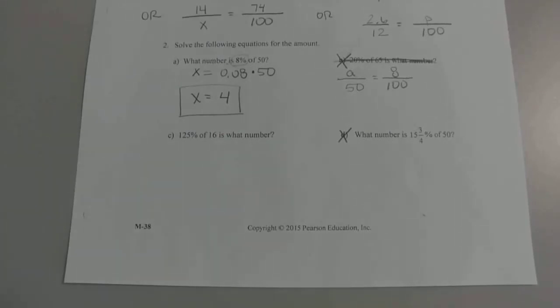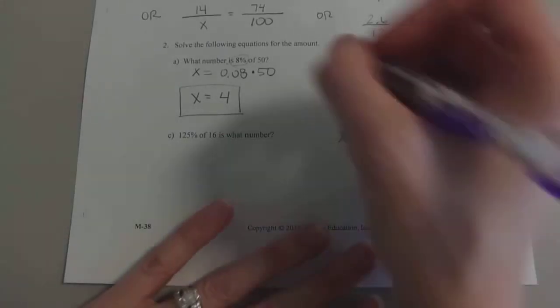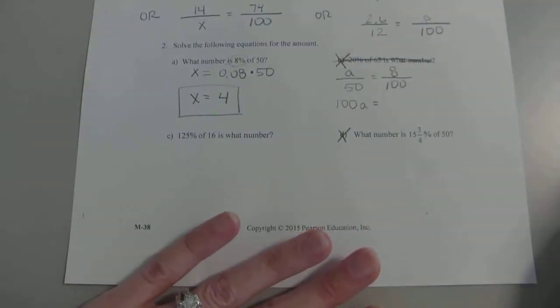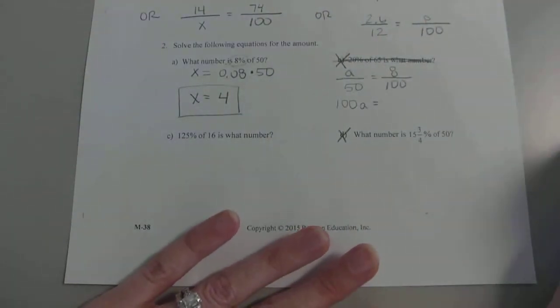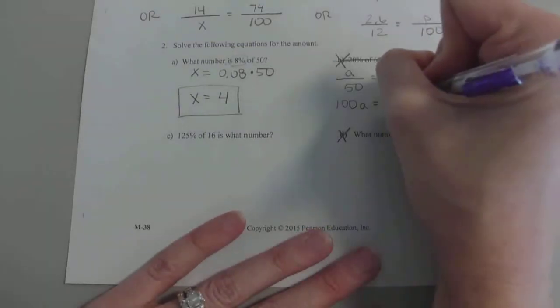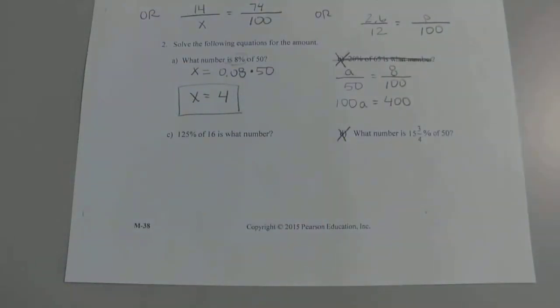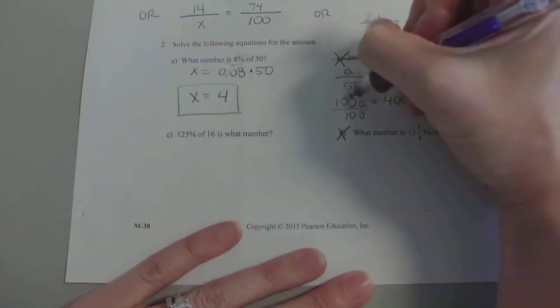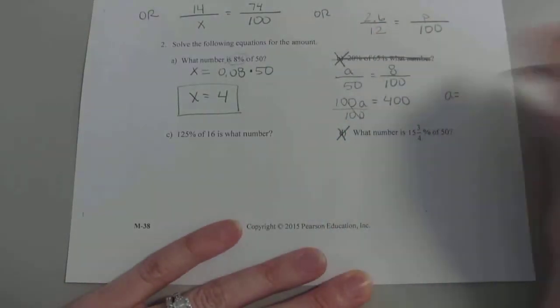Cross multiply, okay? So we're going to take 100 times A and get 100A. Equals, what's 8 times 50? 400. And then what do we need to do to solve for A? Who's in our way right now to get A by itself? The 100, and it's multiplied, so how do you undo multiplication? Divide. So we're going to divide by 100 over here.